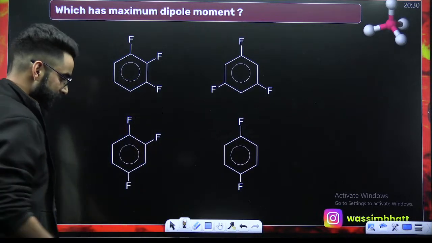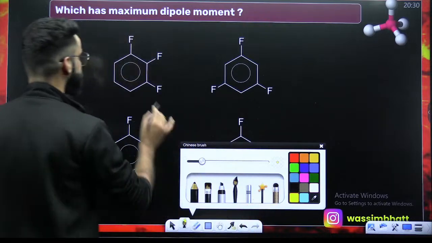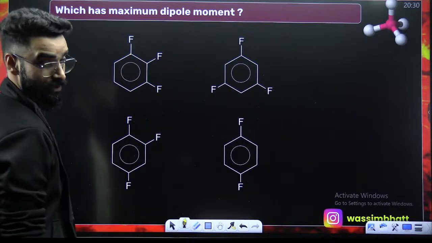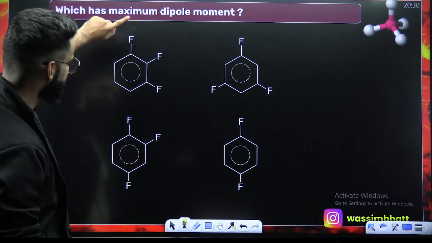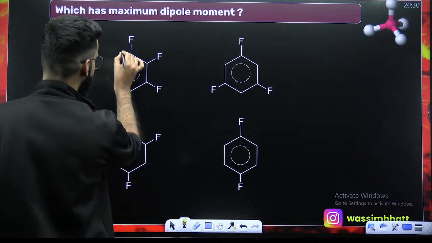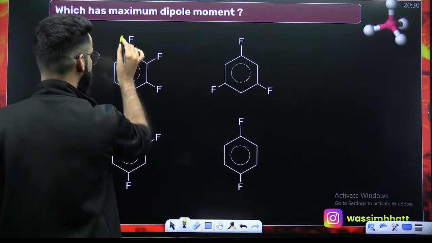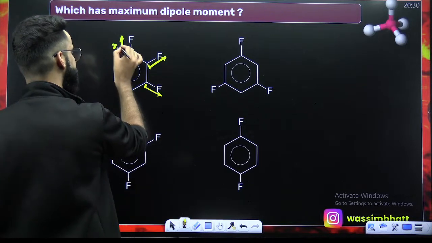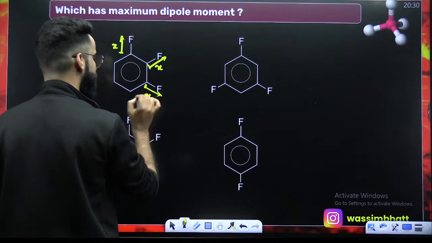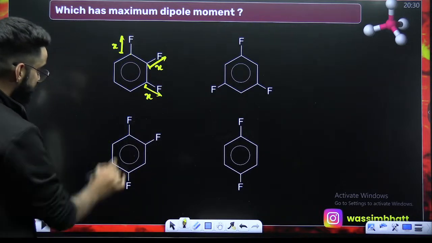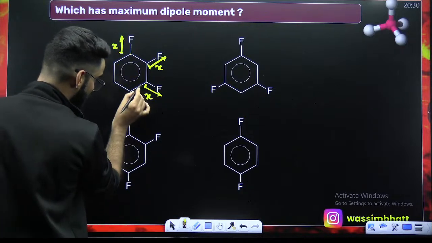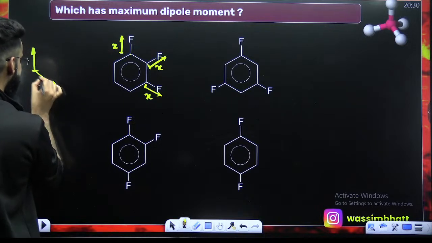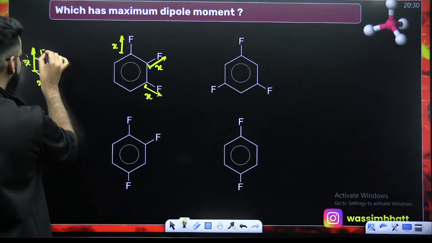Understand this properly. First of all, if you look carefully, this is C-F bond. Which one is more electronegative? Fluorine. So fluorine will attract the bond pair towards itself, negative, positive, right? So this is going to be the direction. Positive to negative, positive to negative, positive to negative. Let's assume this bond moment is X, this bond moment is X, this bond moment is also X, right? Now, one vector pointing upwards, one vector pointing in this direction. This is X, at an angle of 120. The resultant will be here.